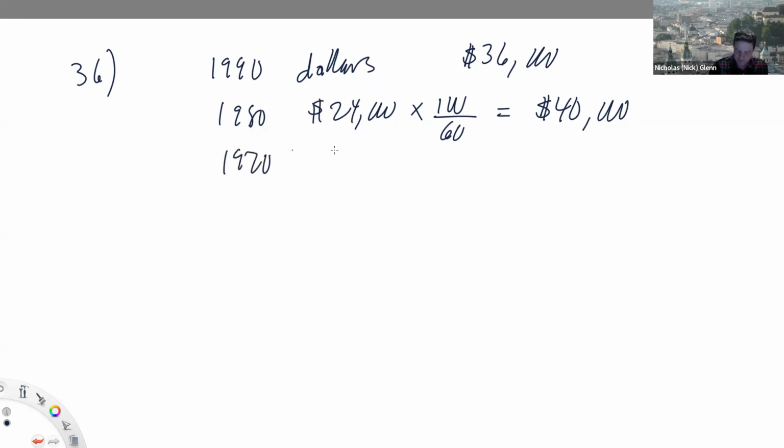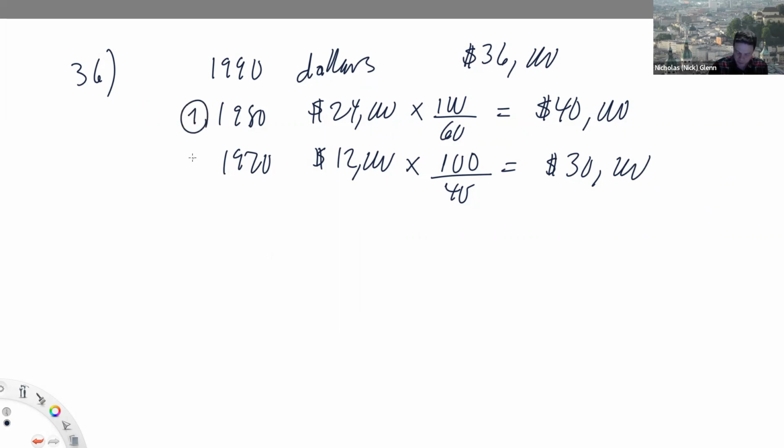But what about 1970? Well, he was getting paid 12,000. We want to correct it in today's dollars, I mean, 1990's dollars. CPI there was 100. Well, what was the CPI where this came from? That's what we're correcting it from. That was 40. And what does this give you? Well, this gives you 30,000. So the highest is in 1980, and the lowest was in 1970. And so that's going to be A.